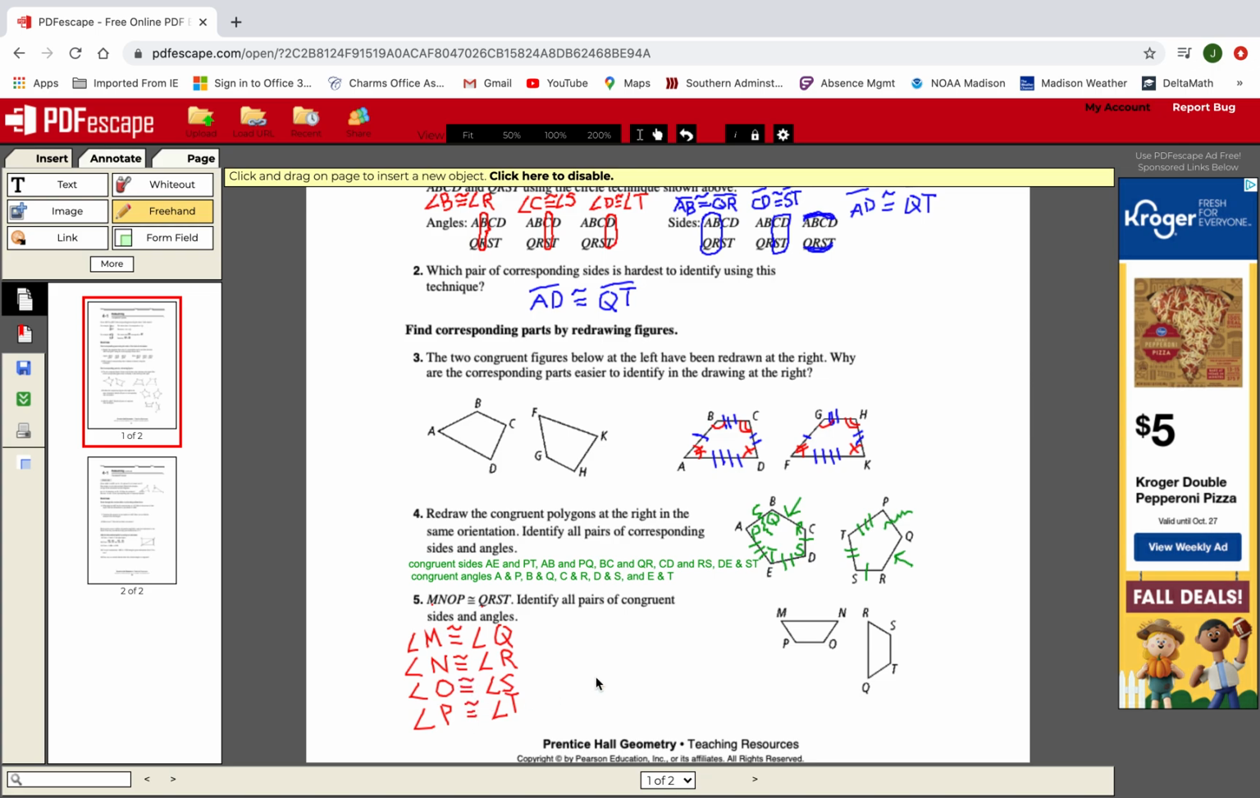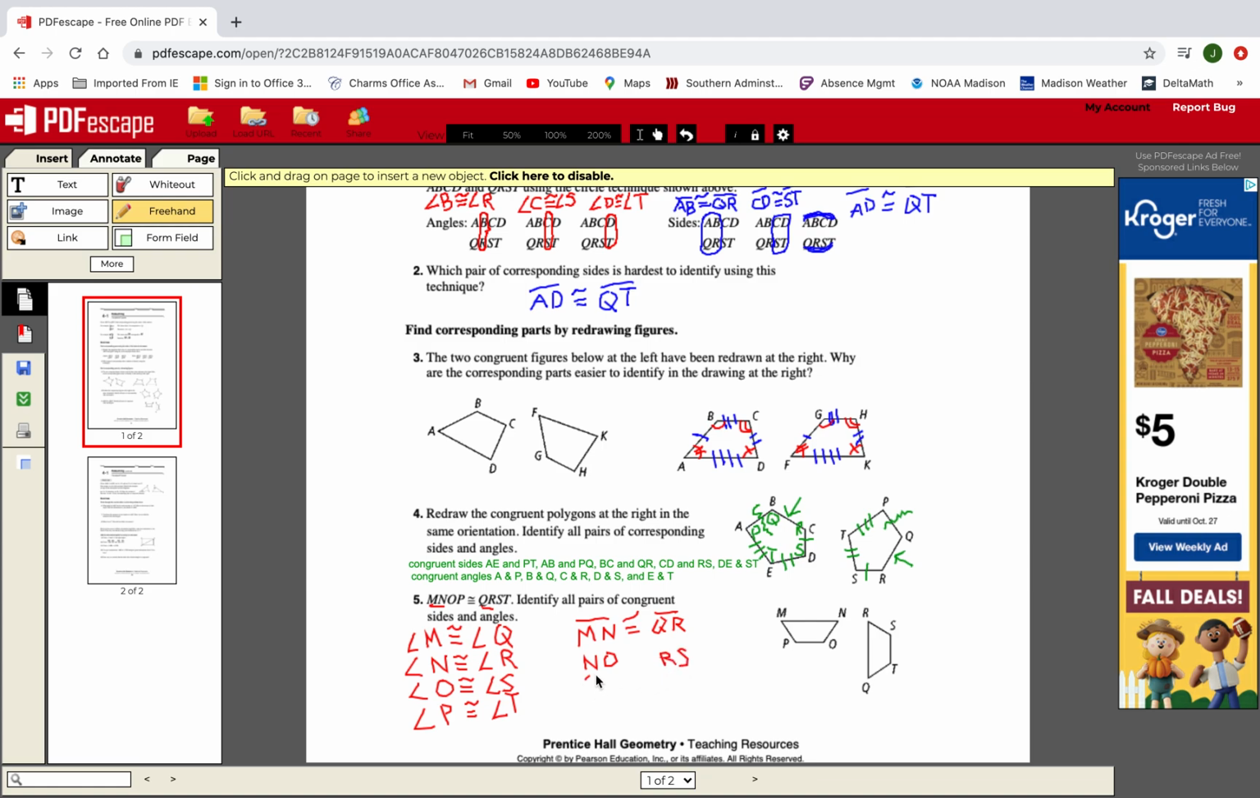And you could mark them on the figure if you wanted to. And if you want to do the segment, same thing. The first two pieces, M and N together, are going to match up with the first two letters here. So we've got segment MN is going to be congruent to segment QR. And then we have NO congruent to RS.